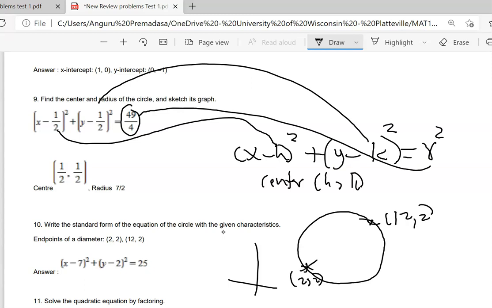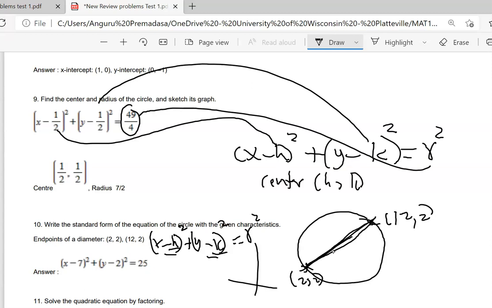So in order to get the equation, they're asking for the equation. The equation is (x - h)^2 + (y - k)^2 = r^2, right? Okay, and then what you do is you want to find the center coordinates h and k. So how do you find the center coordinate?